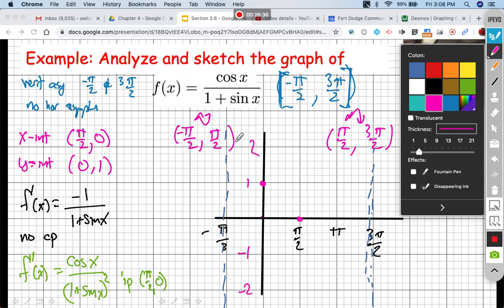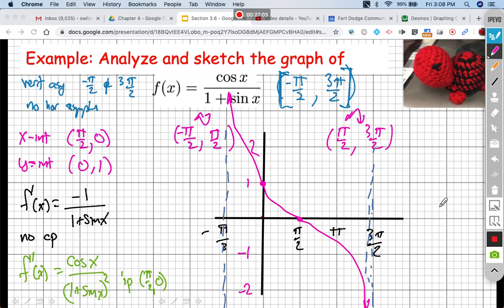Here, on this interval, we're concave up. And we're going to go up to our asymptote. On this interval, we're concave down. So we're going to go there. I could pick another point here, plug it into f of x to get a better idea of some point. But this gives me the rough sketch, the basic idea of what's going on. And again, this is periodic, so this is going to repeat every 2 pi.